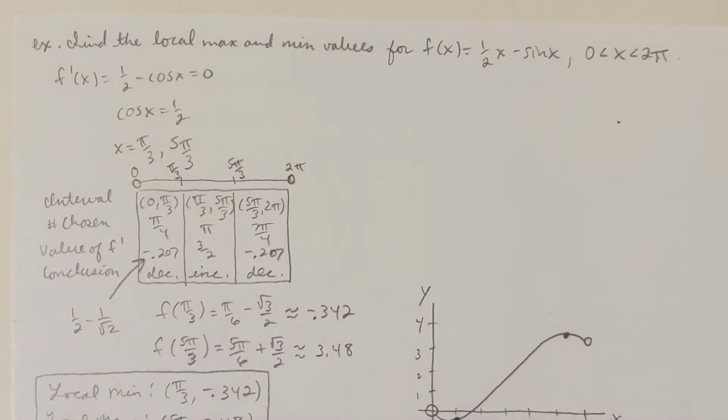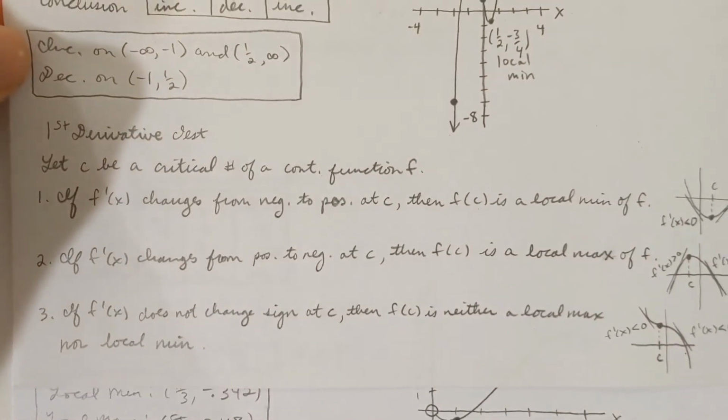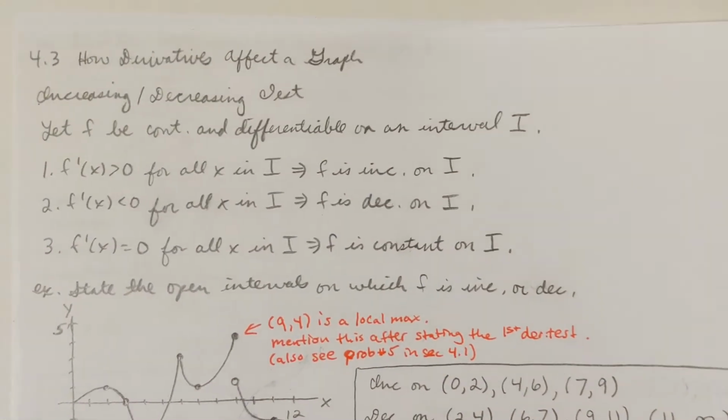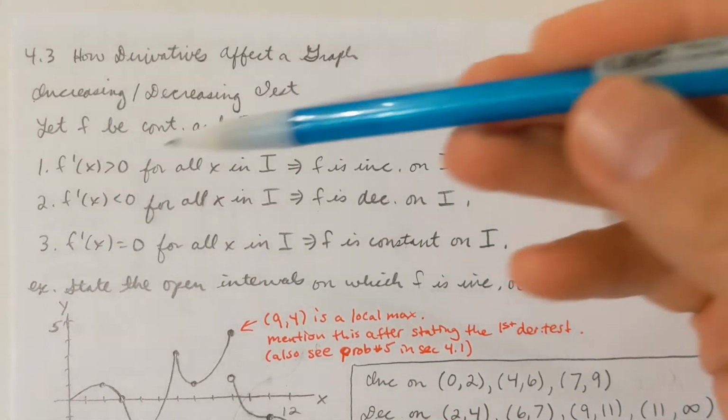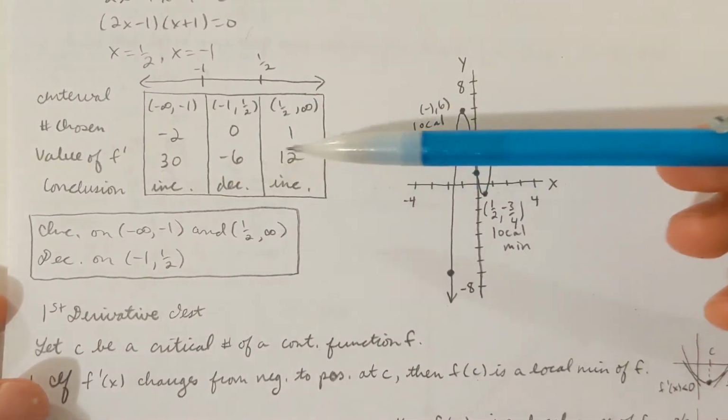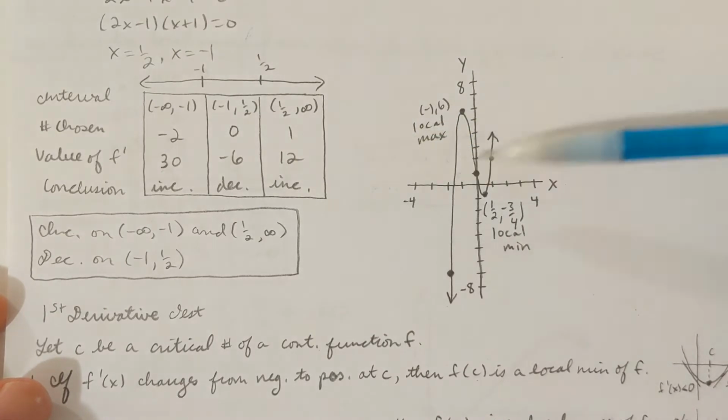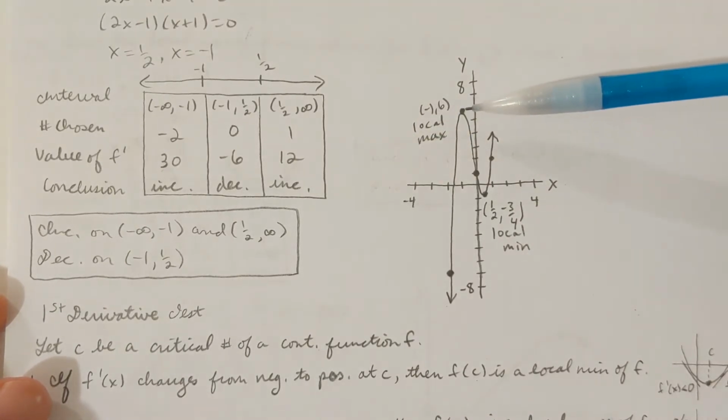We'll do a little bit more from section 4.3 now. In 4.3, we're looking at how derivatives affect a graph. And where I ended the last video was I had talked about the first derivative test. The first derivative test is really just the increasing and decreasing test. In this chart that we can make, once we've determined where the function is increasing or decreasing, we can then find or state local mins or maxes.